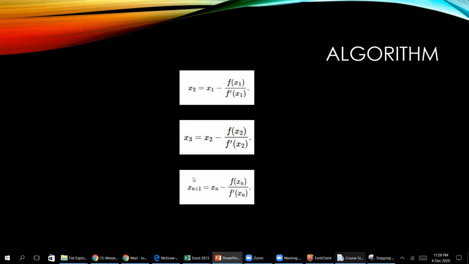Okay, so just remember this formula. X sub n plus 1 is equal to x sub n minus the function at x sub n all over the first derivative of the function at x sub n. Okay, so let's have an example.